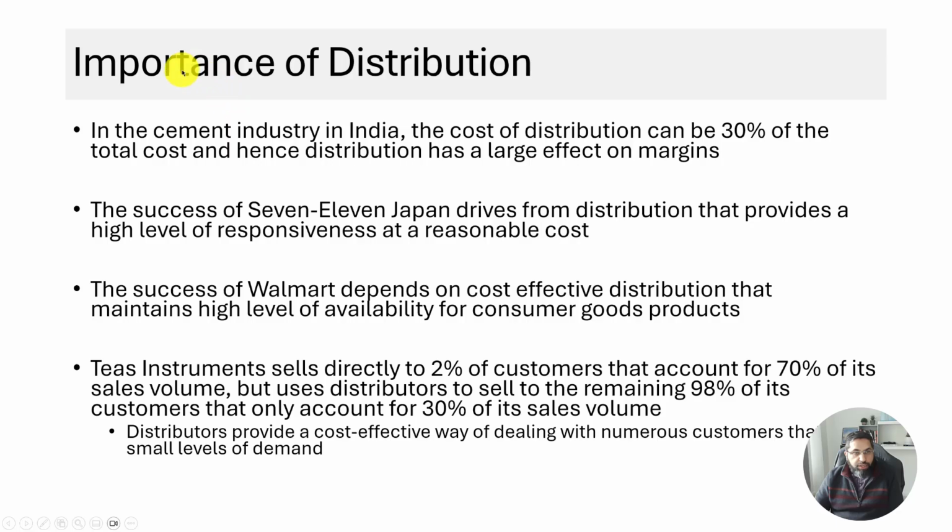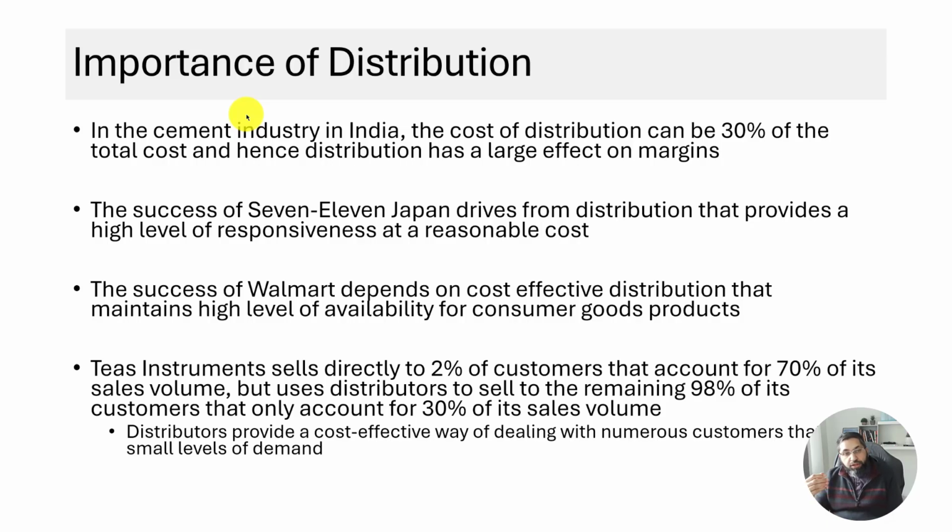Now, distribution is really important, and that's why we were talking about distribution networks and these relationships. First of all, it can be a large cost. In the cement industry in India, the cost of distribution can be about 30% of the total cost, because cement is heavy, it costs a lot to move, and it's produced only in a few locations, so it has to travel a long distance to go to customers. There's construction happening all over India, so it has to travel long distances. It's a significant part of the total cost, so it's important to optimize it and study it.